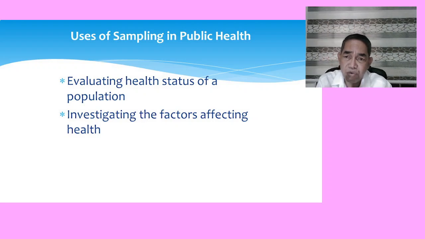So we'll just zero in on the many uses of sampling, as a matter of fact, in practically all aspects of our life. But in public health, these are the uses: to evaluate the health status of the population. You only get a sample, you don't need the whole population to examine. To investigate factors affecting health, we only examine a sample.